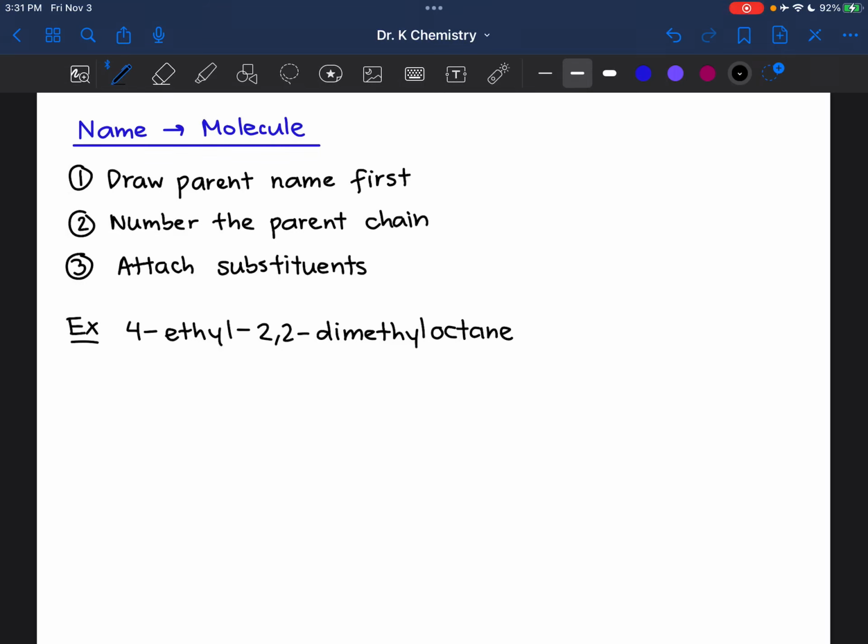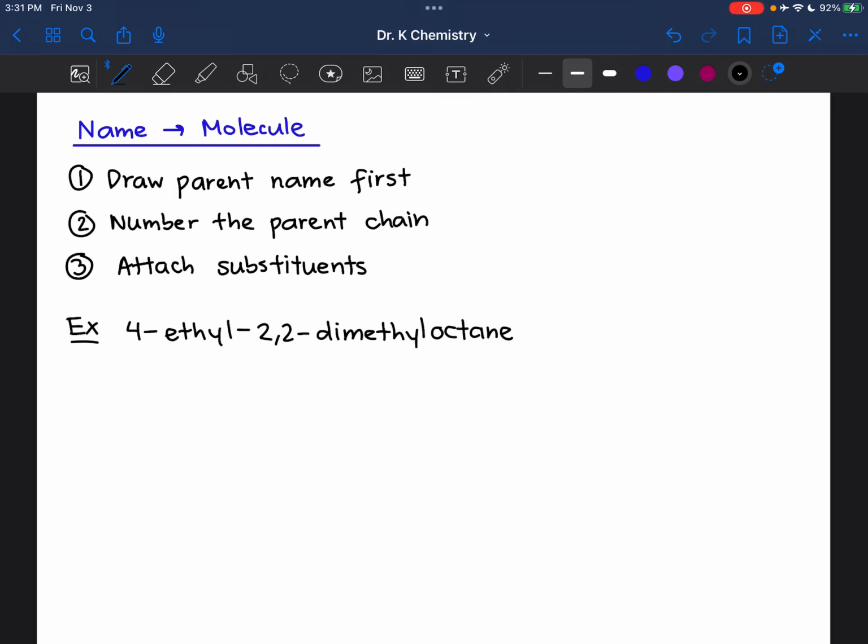In the previous video, we saw how to name organic molecules, or alkanes with substituents more specifically. But we could actually go in the other direction as well. We could go from the name to the molecule. I find this version to be a bit more straightforward because the numbering and everything really depends on how you draw it.